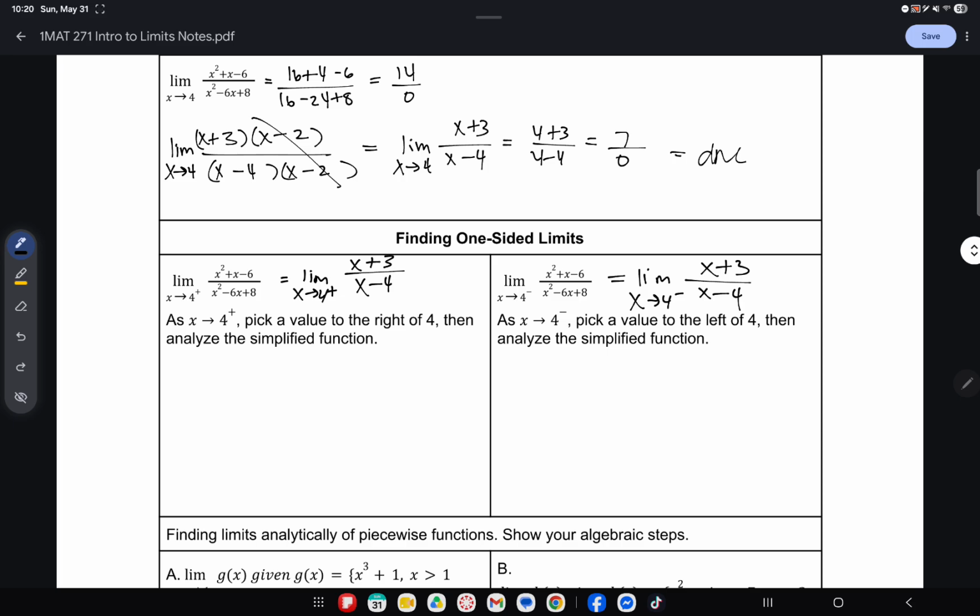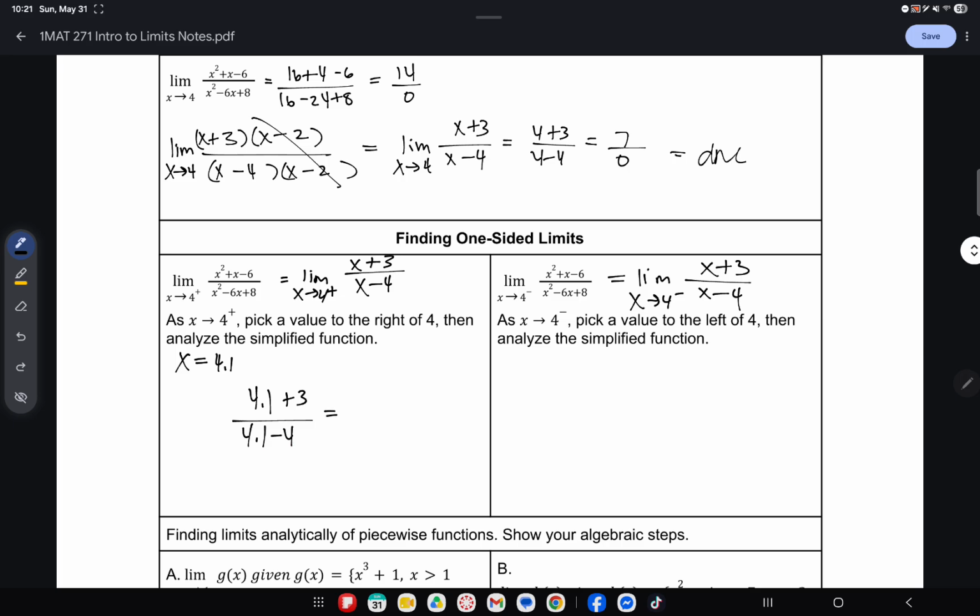So if we're going from a perspective of, we don't have the graph, but we have the equation, and we want to find the sided limits. So we can plug in values to the left and the right that are very close. So maybe I want to use, let's see, 4 from the right, maybe 4.1. I'm going to plug in 4.1 and see what happens. So 4.1 plus 3 over 4.1 minus 4.